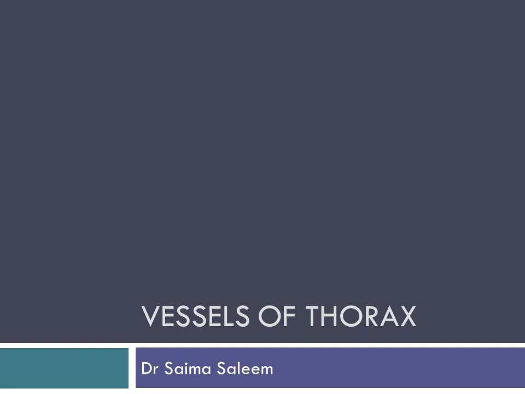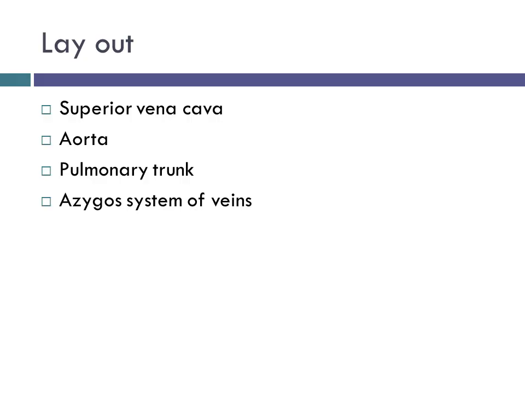Today we will be discussing the vessels of thorax. Now the vessels which we will study include the superior vena cava, aorta, pulmonary trunk, their branches and the azygos system of veins.